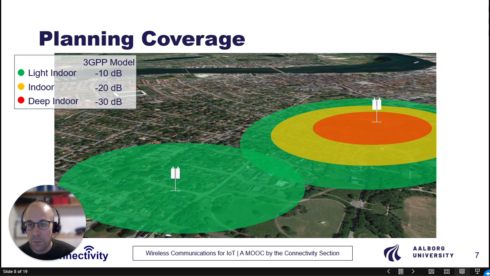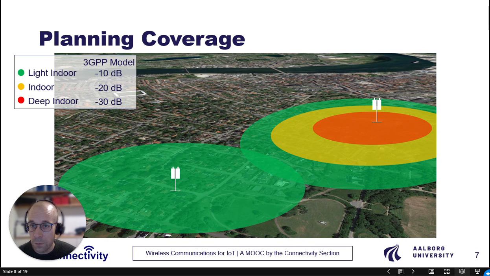If we are planning for light indoor installations, then we can place a base station here. You can see that the two green circles are slightly overlapping, and we could place more base stations with a similar distance and get a similar overlap, as you can see. And then we would have at least an expected coverage for light indoor installations.